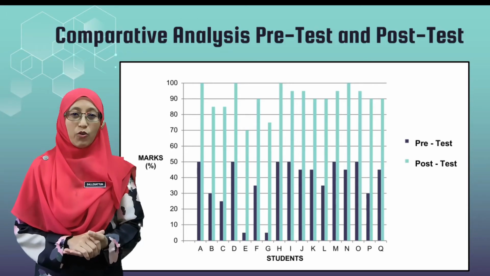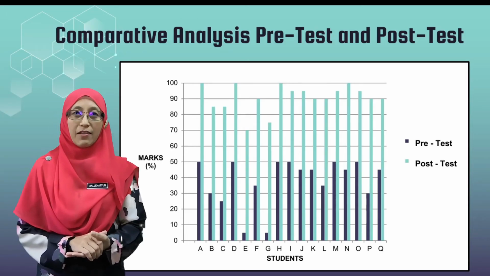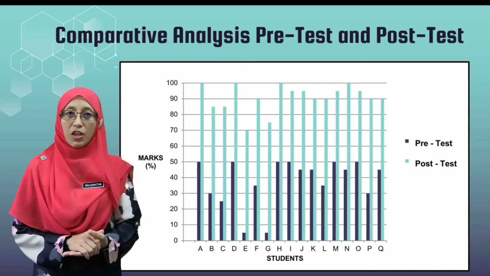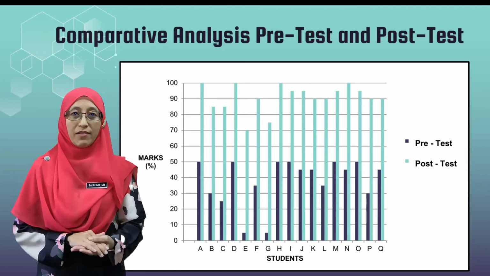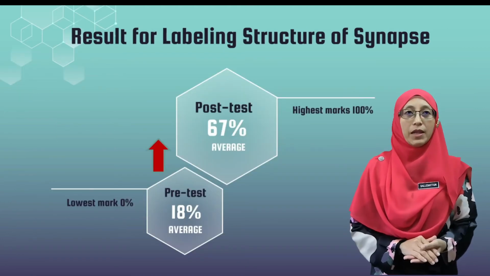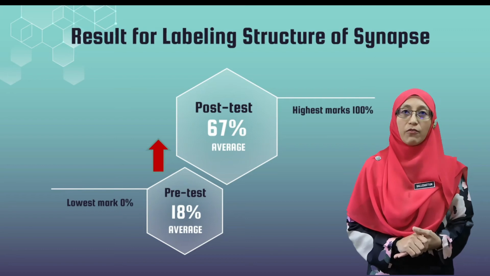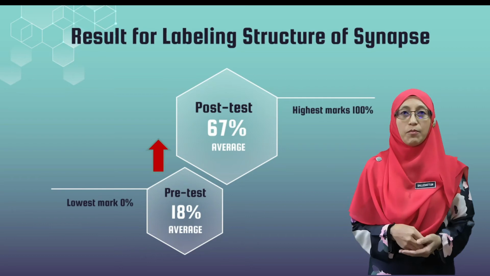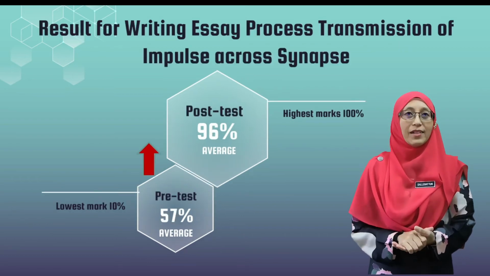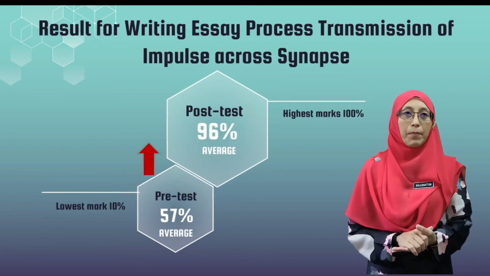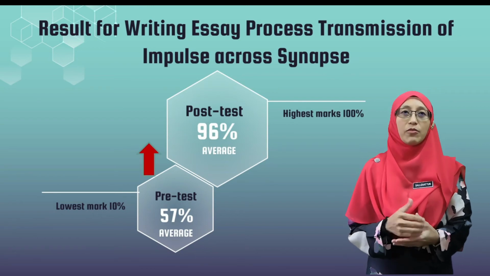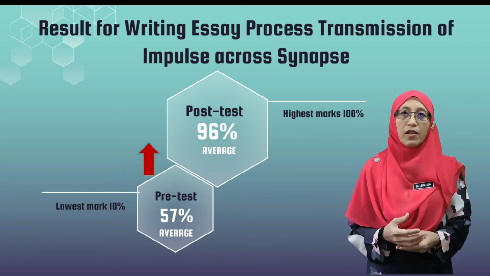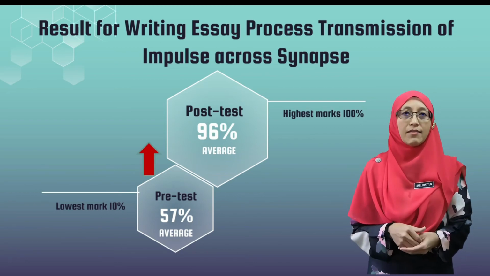Comparative analysis of student performance in the pre-test and post-test after implementation shows a positive increase for every student. The average mark for labeling the structure of the synapse increased from 80% in the pre-test to 67% in the post-test, while the average marks for the essay part in explaining the transmission of impulse across the synapse also increased from 57% to 96%.